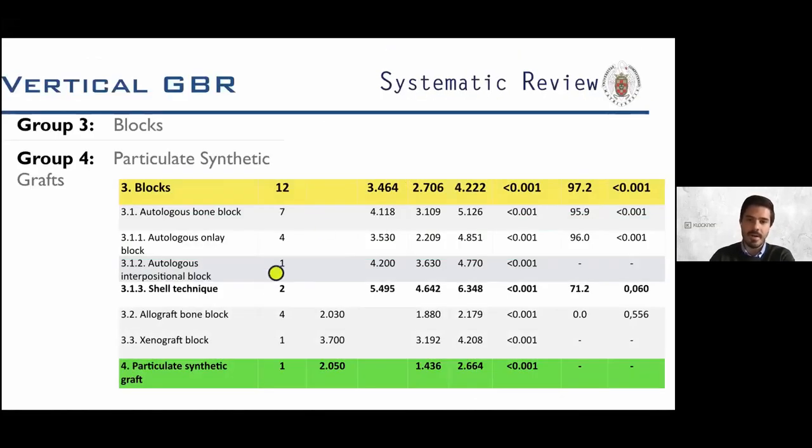And finally, with the bone blocks, it's 3.4, but with the Khoury technique, which is this one, the shell technique, the vertical bone gain goes up to 5.4 millimeters, as well as the Urban technique. So it's quite similar, the vertical bone gain with both techniques. Finally, with particulate synthetic grafts, we can achieve only a mean vertical bone gain of 2 millimeters.